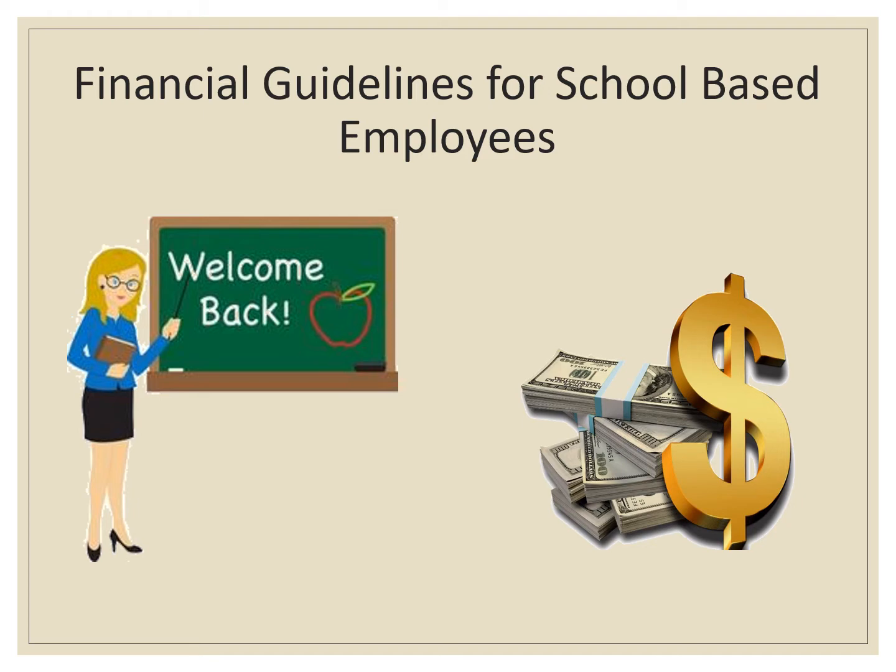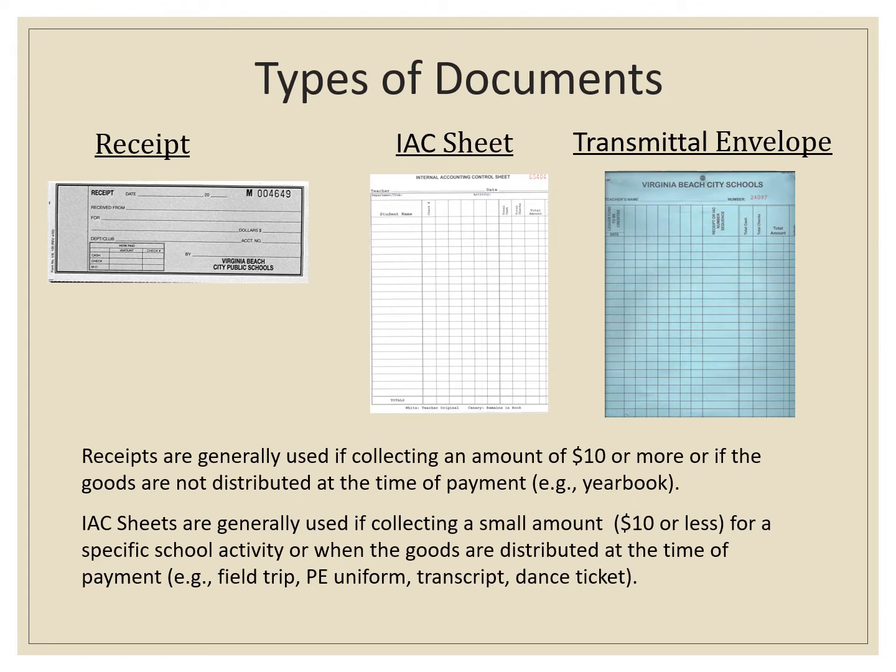Today we will be discussing financial guidelines for school-based employees. The types of documents used when receiving money are individual receipts, internal accounting control sheets, and transmittal envelopes. Individual receipts are generally used if collecting an amount of $10 or more, or if the goods are not distributed at the time of payment. Examples would be yearbooks and junior and senior bundles.